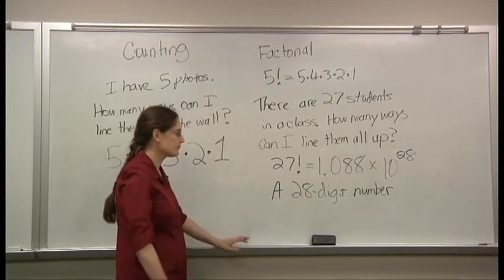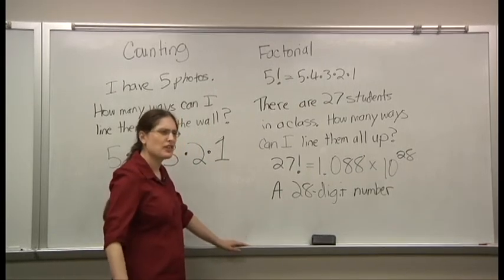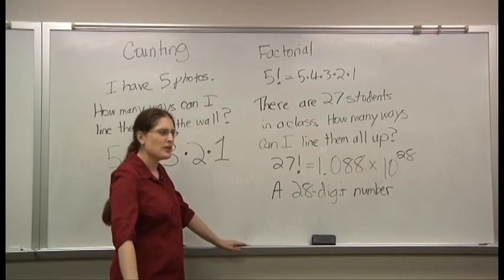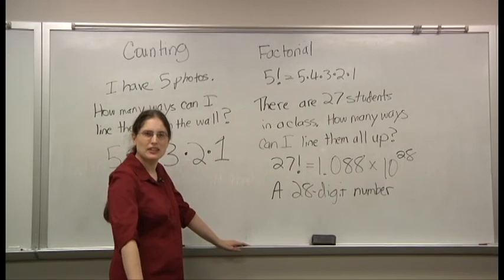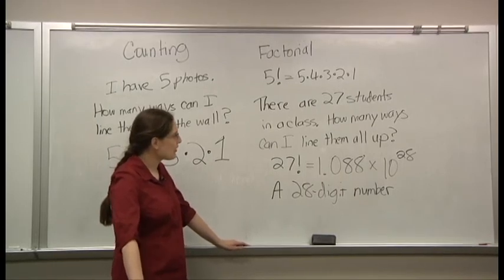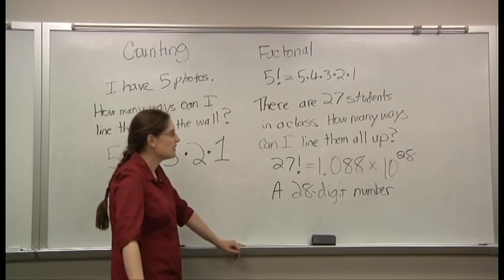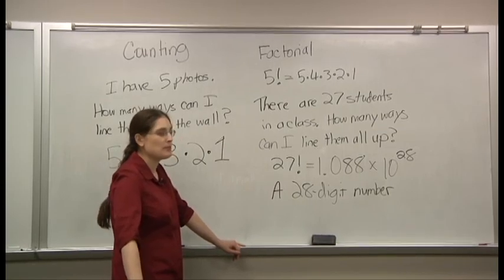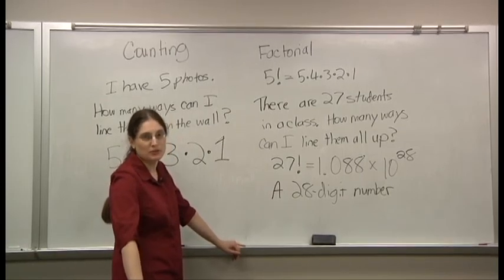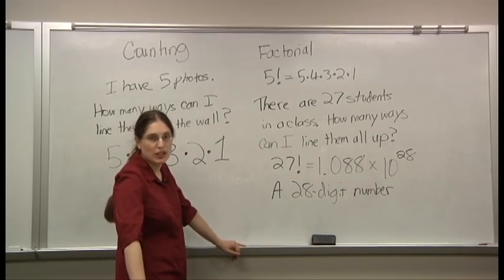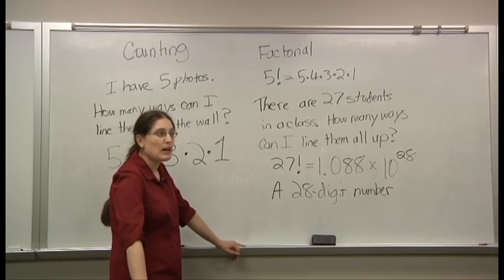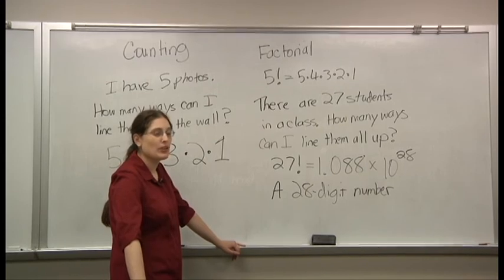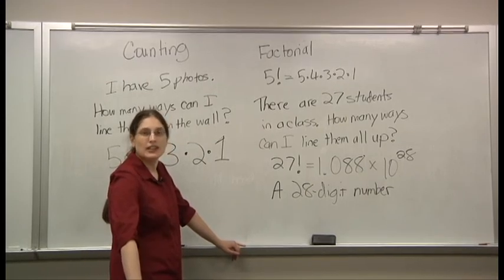So, a 28-digit number. The number of people on planet Earth is only 10 digits. If you wanted to try all these arrangements, you would not be finished before everyone in the class was dead of old age. You would probably not be finished while the sun exists.